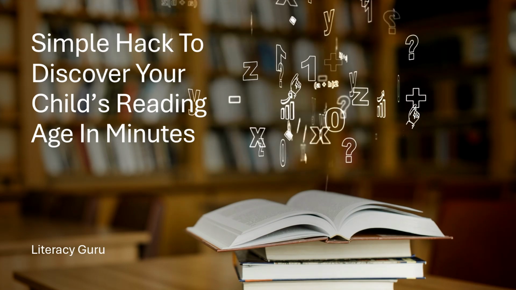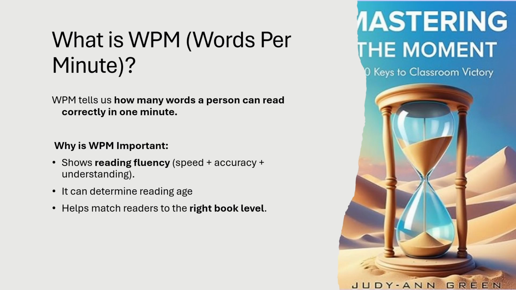So come with me. Words per minute, or WPM, is how many words your child can read correctly in a minute. And why is this important? It shows reading fluency, that is speed, accuracy, and understanding, and it can determine reading age, and it helps to match readers to the right book level.